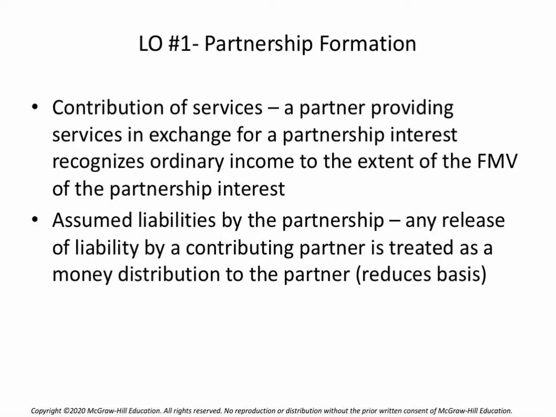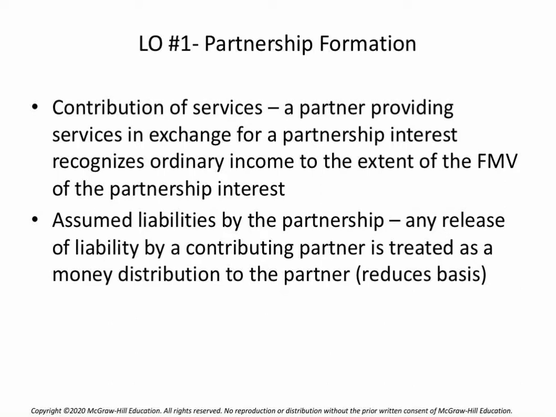So in our example before, where we had one partner contributing $10,000 in cash, we had another partner contributing $10,000 in property. We may have a third partner here that is going to go and perform work, and in exchange, they might receive, say, a 33% interest in the partnership. So all three of our partners are going to be equal partners.